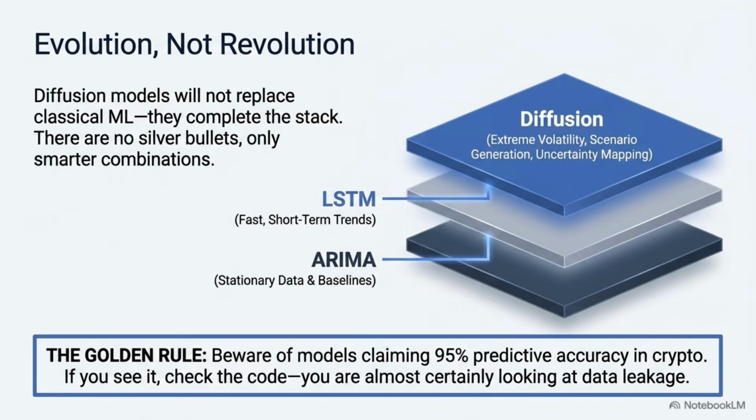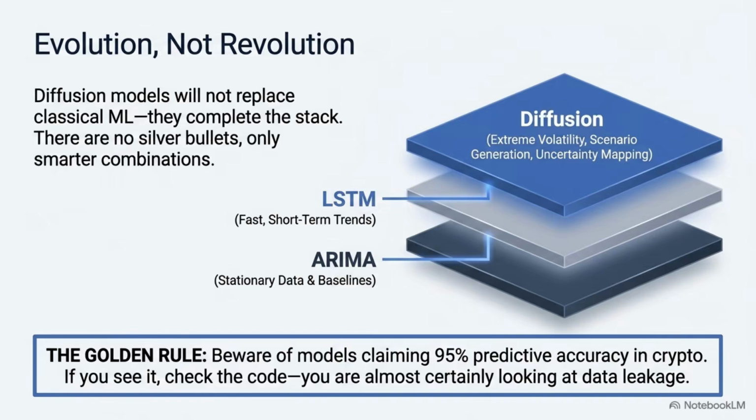Oh, definitely. If you ever see a model claiming 95% accuracy on predicting Bitcoin, run. It's almost certainly data leakage. Data leakage meaning the developers accidentally let the model peek at the future test data while it was still training. Basically the ultimate cheat code. Exactly. Always check the code twice. Definitely something for you to keep in mind if you're evaluating these tools in the wild.